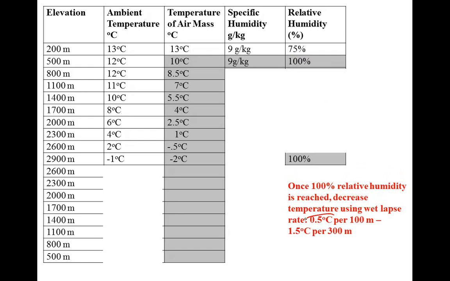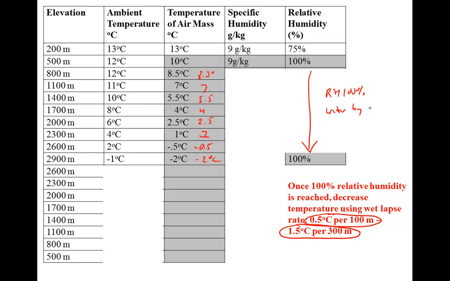The wet adiabatic lapse rate is approximately half a degree Celsius per 100 meters, or 1.5 degrees Celsius per 300 meters. Once we reach 100% relative humidity, we are cooling at the wet adiabatic lapse rate. 8.5 degrees, 7 degrees, 5.5, 4, 2.5, 1, negative 0.5, and negative 2 degrees Celsius by the time we reach the mountain summit. All this time, relative humidity is 100%. Water is being lost by condensation.